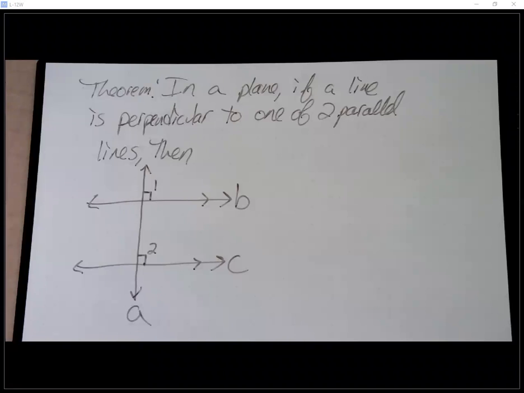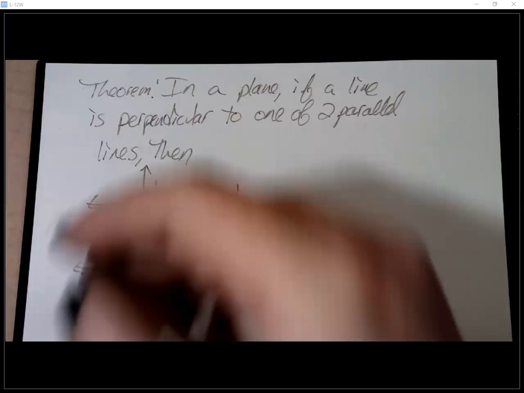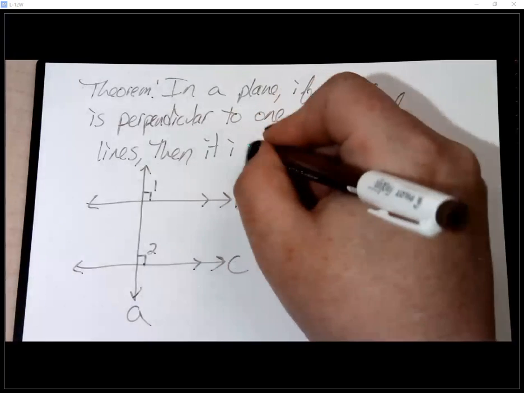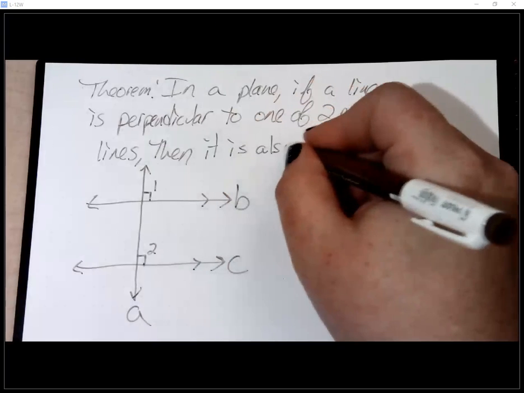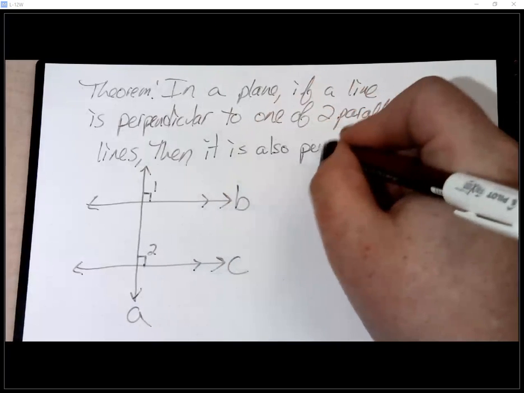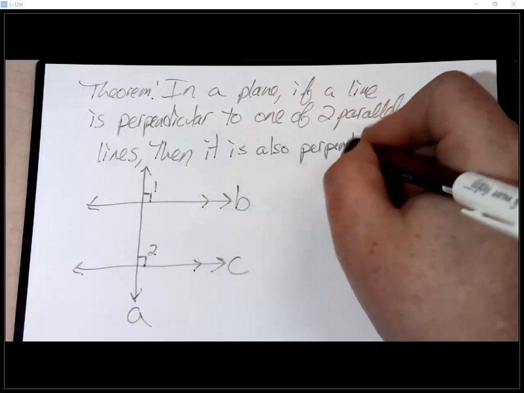to each other. So to finish off this sentence, we're going to say, in a plane, if a line is perpendicular to one of two parallel lines, then it is also perpendicular to the second line.